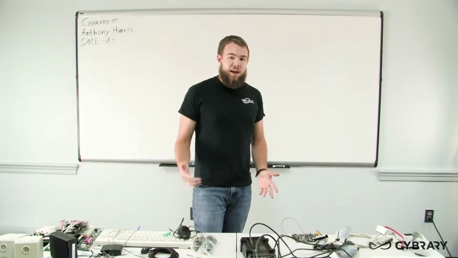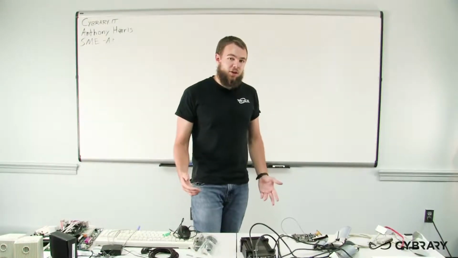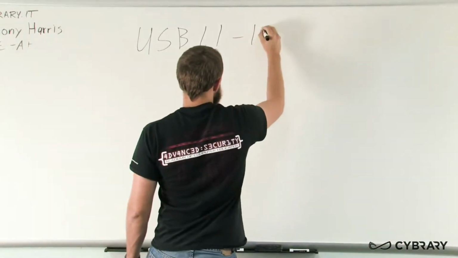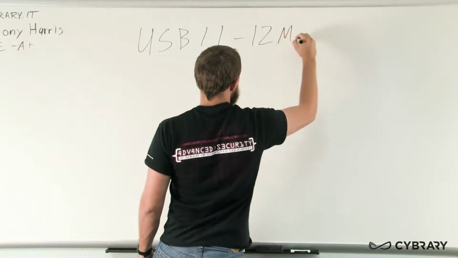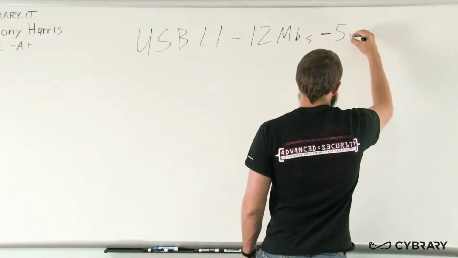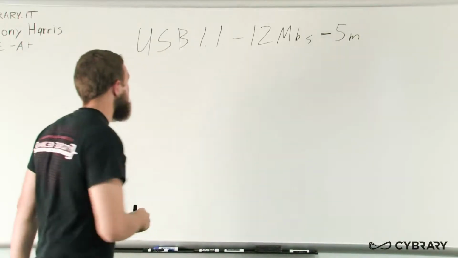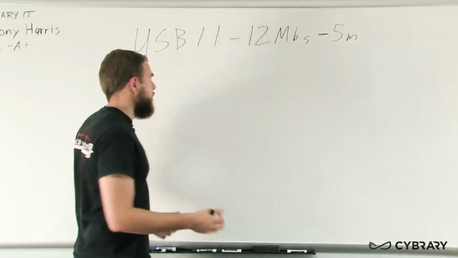Now, these different types actually give us different speeds. So let's take a look at that and see if we can narrow down those speeds. The USB 1.1 connector transfers data at 12 megabits per second. And the maximum length that we want to have our cable for our USB 1.1 connector is going to be about 5 meters. Our next step up is going to be our USB 2.0 connector.